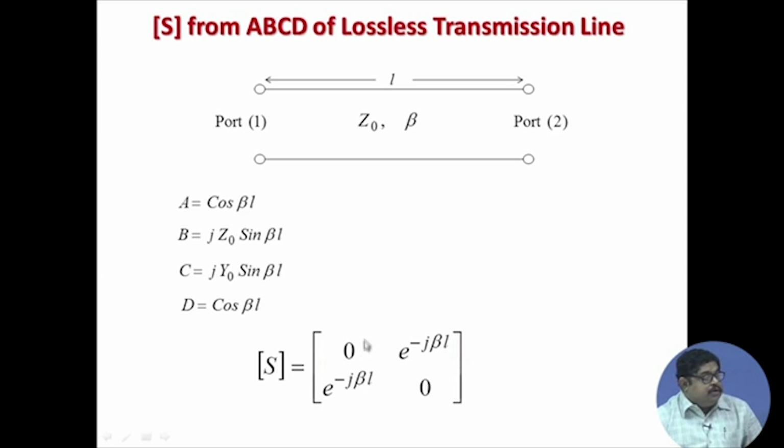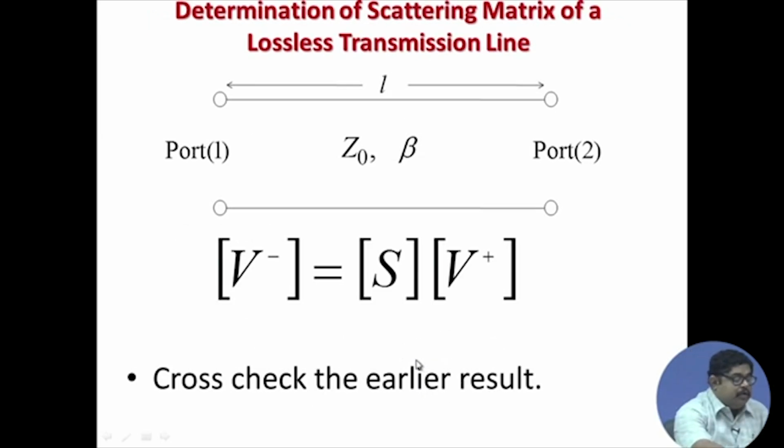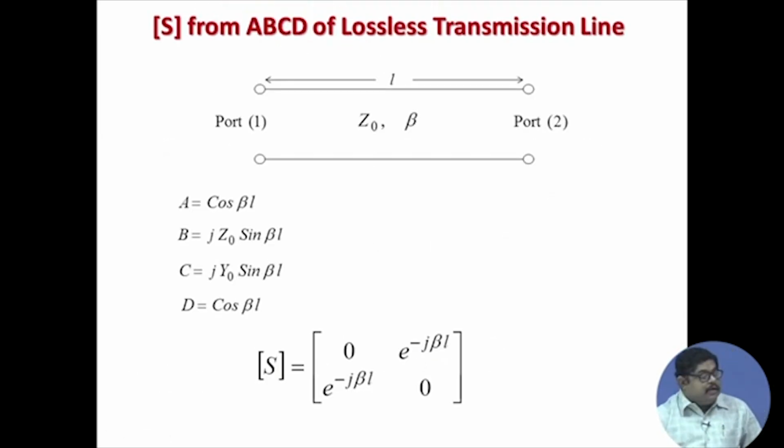As you see from this S matrix, it is a reciprocal network, because no active devices etc. are used. So its S parameter is reciprocal. That means Sij is equal to Sji, or we can also say that if we take the transpose of this matrix, it will be the same as this matrix. So this is a reciprocal matrix.